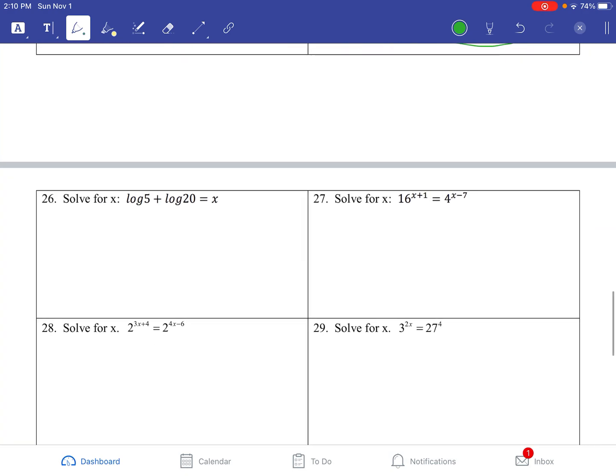All right. So this is kind of a little bit of both things that we just did with condensing and then solving the equations. So we have log of 5 times 20 equals x. All right, remember that the base, since it's not listed, is 10. So we have 10 to the x power equals 100. So x will equal 2.